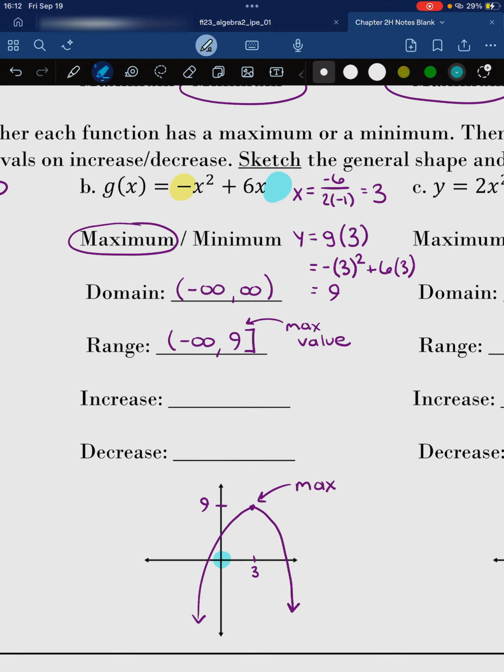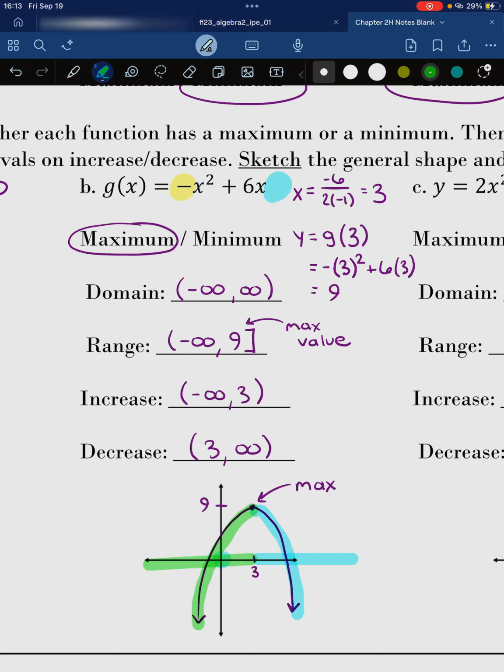Okay, I am increasing when I have positive slope. So this side has positive slope. So from negative infinity to 3. And then I am decreasing for the other half of the parabola there, right? So these are the x values where I am decreasing. These are the x values where I am increasing.